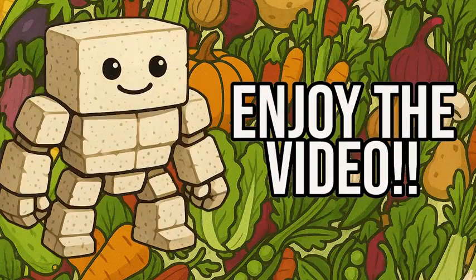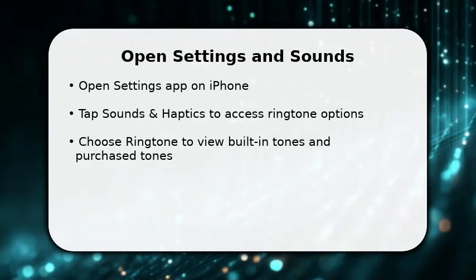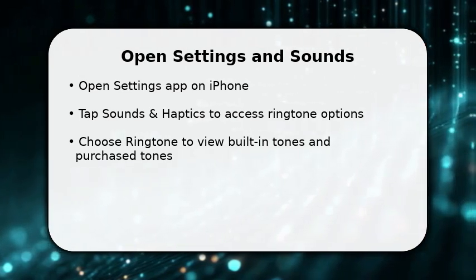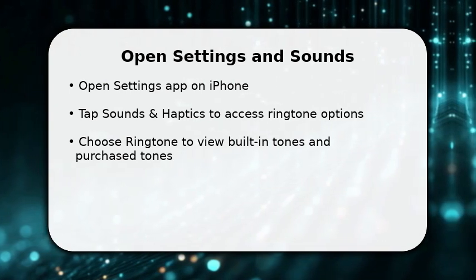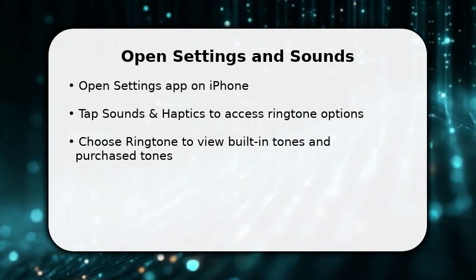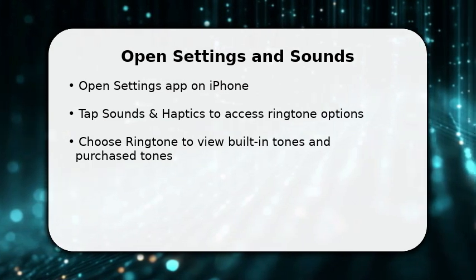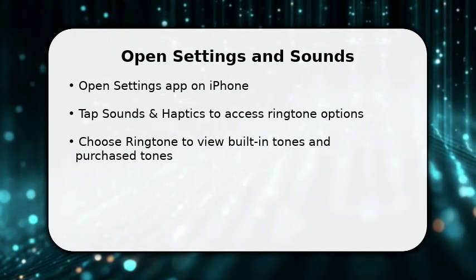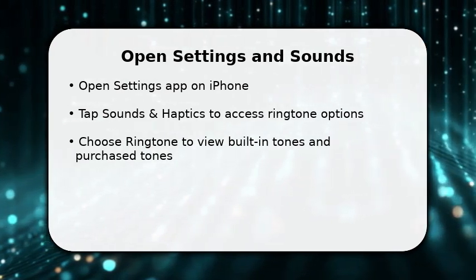Please enjoy the video. You start in Settings because that's the control point for system sounds. Tap Sounds and Haptics. This exposes ringtone and text tone entries. Once there, tap Ringtone to open the list of available tones. You'll see built-in tones and any purchases or synced files. Make sure your device is unlocked and not in silent mode so you can hear previews.